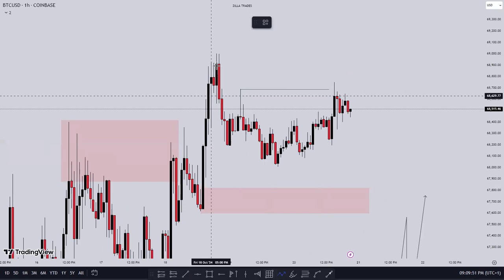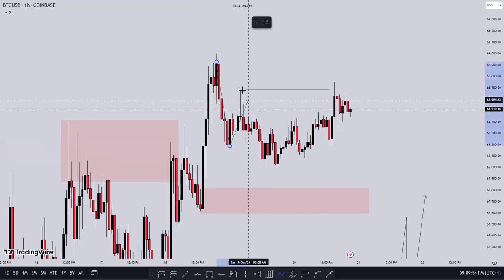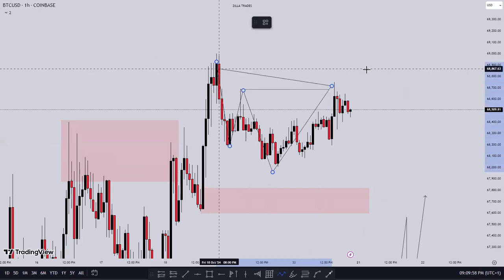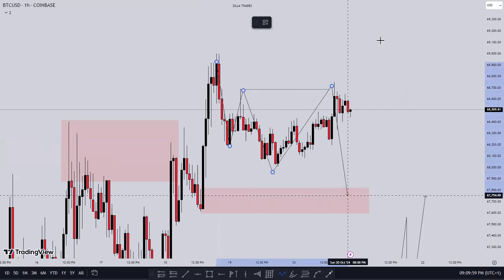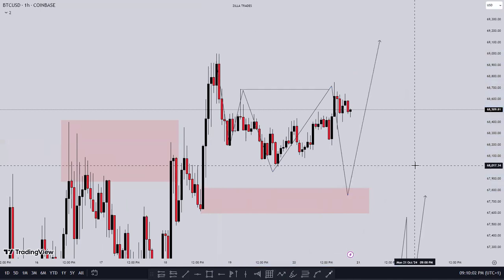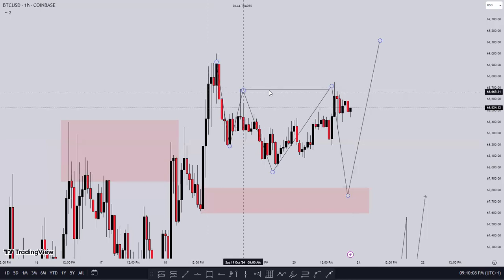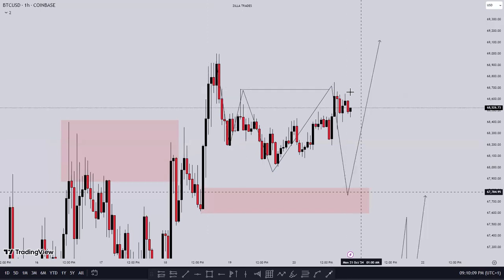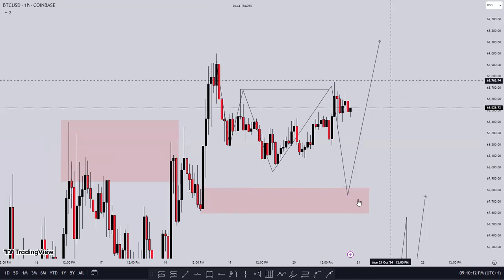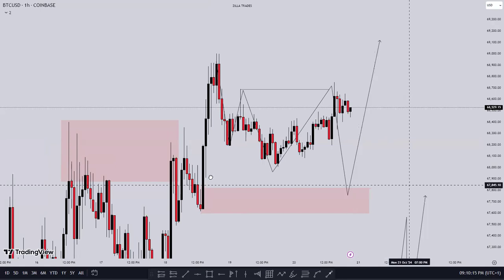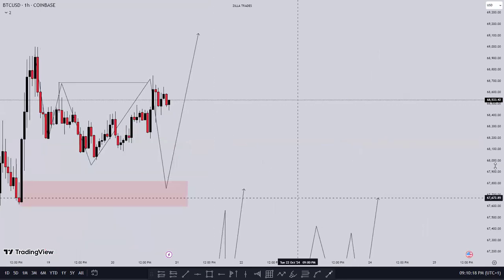We have this A, B, C. Price comes to take out the B leg, mitigate your order block and then sell. Then from here we'll buy. Can you see how price is respecting structure? So at this point, price may just sweep this high and sell, or sweep this high, come back to mitigate an order block and sell, then buy from here again. Right. So let's keep an eye on this.